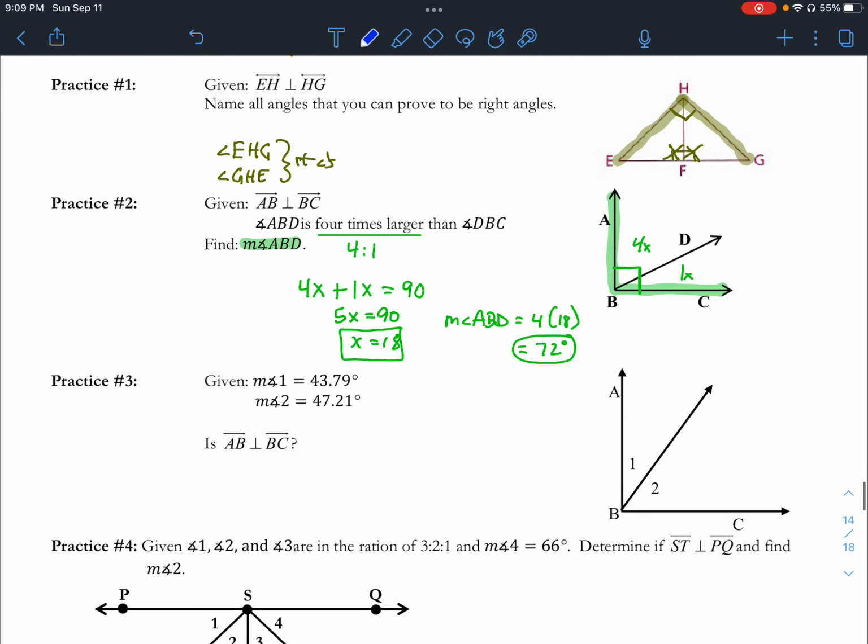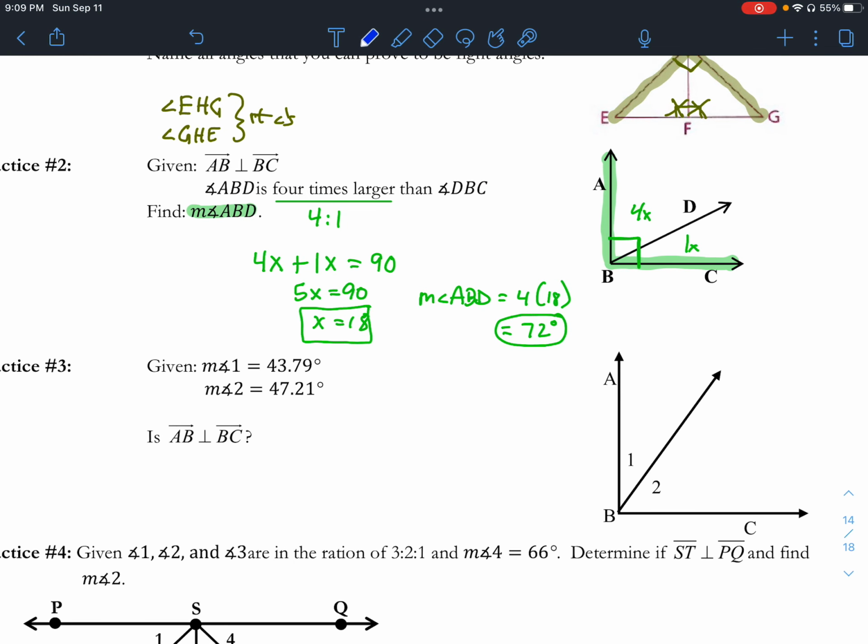Next up, practice number 3. I've got angles here. I've got one angle that is 43.79 degrees. I have another angle 2, which is 47.21 degrees. And ladies and gentlemen, what they are asking us to do is, is AB perpendicular to BC? Well, guess what? That would mean that these two angles added together must be 90 degrees.